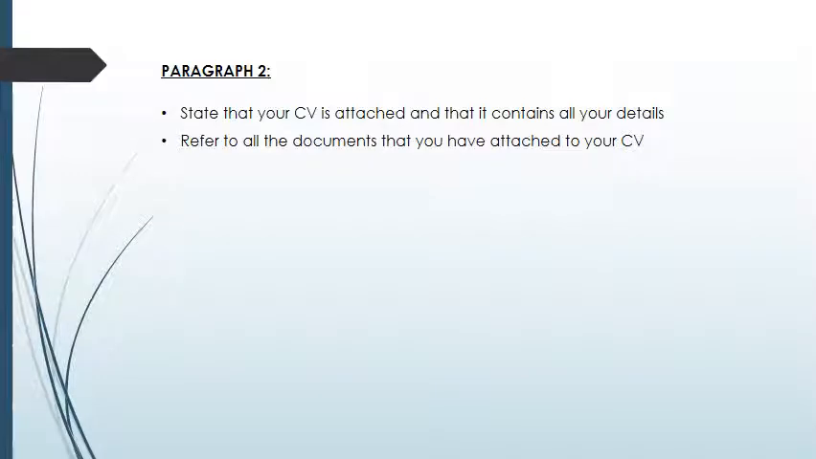So your next paragraph, you will state that you have attached your CV and that it contains all your details, and then you will refer to all the documents that you have attached to your CV. So you're going to make a little list of all the documents: certified copies of my ID, my qualifications, my driver's license, and testimonials. So you're going to refer to all those documents so that when the employer reads this letter, they know that they have to look for all of this attached to your CV.